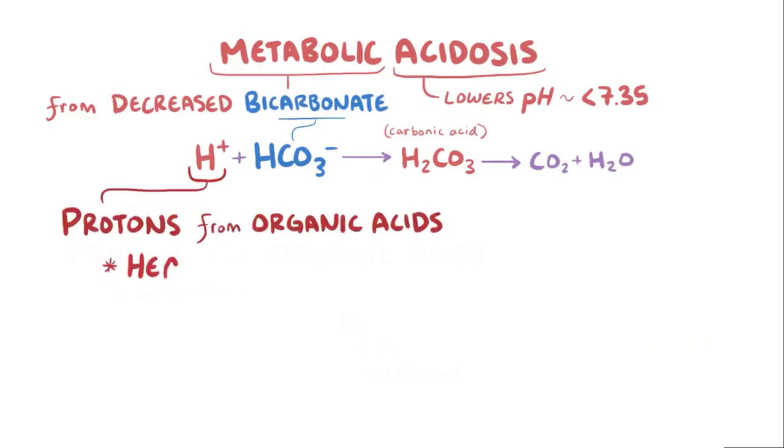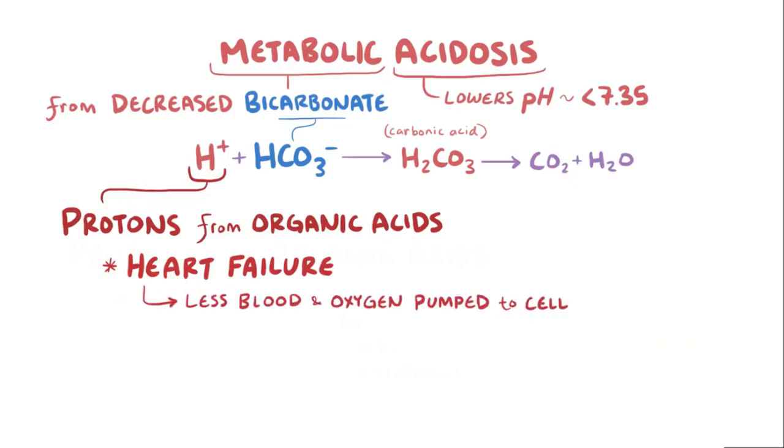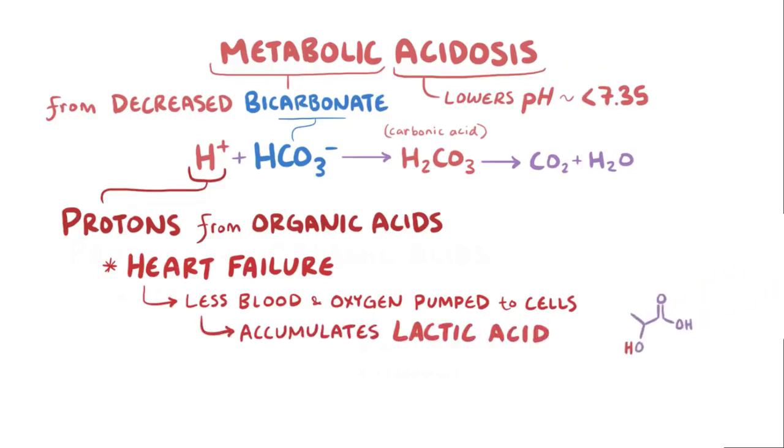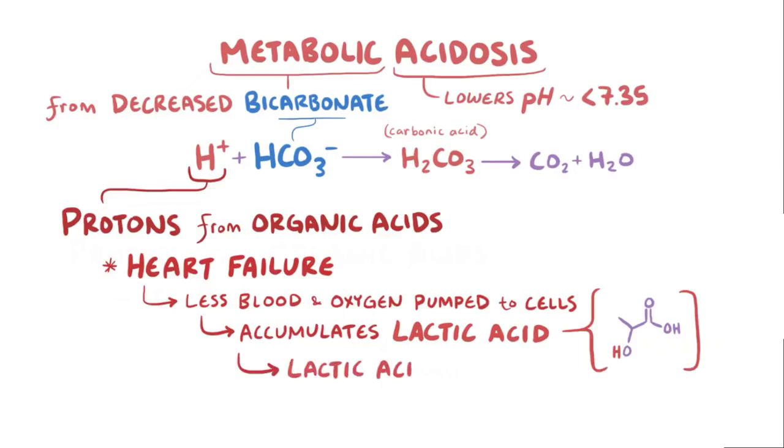For example, in the case of heart failure, when not enough blood is pumped to the tissues, the cells won't have much oxygen. When not enough blood and therefore oxygen is pumped to the tissues, the cells can't break down glucose, so they're forced to accumulate lactic acid molecules, each of which has a proton that it can donate, and that's known as lactic acidosis.